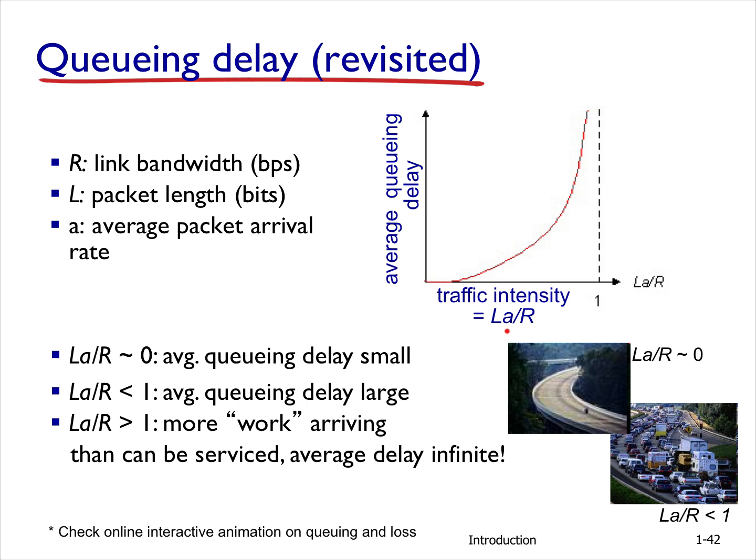multiplied by A, or sometimes we call that lambda, the average packet arrival rate, divided by the transmission rate. For a particular value of this parameter, you can use this graph to figure out what's the queuing delay, right? So if you are given such a graph and you have L, A, and R, you can use the graph to figure out what's the queuing delay. Okay, so keep that in mind. That might happen.